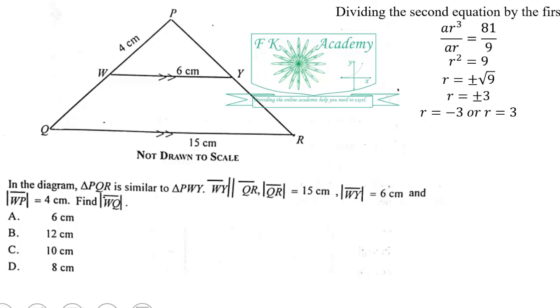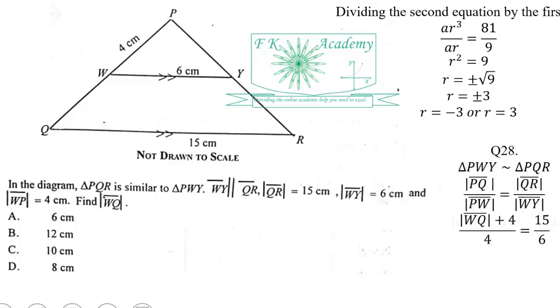Now we have a diagram: triangle PQR is similar to triangle PWY. Line segment WY is parallel to line segment QR. The length of line segment QR is 15 centimeters, the length of line segment WY is 6 centimeters, and the length of line segment WP is 4 centimeters. Find the length of line segment WQ. So using similarity, we obtain WQ to be equal to 6 centimeters.